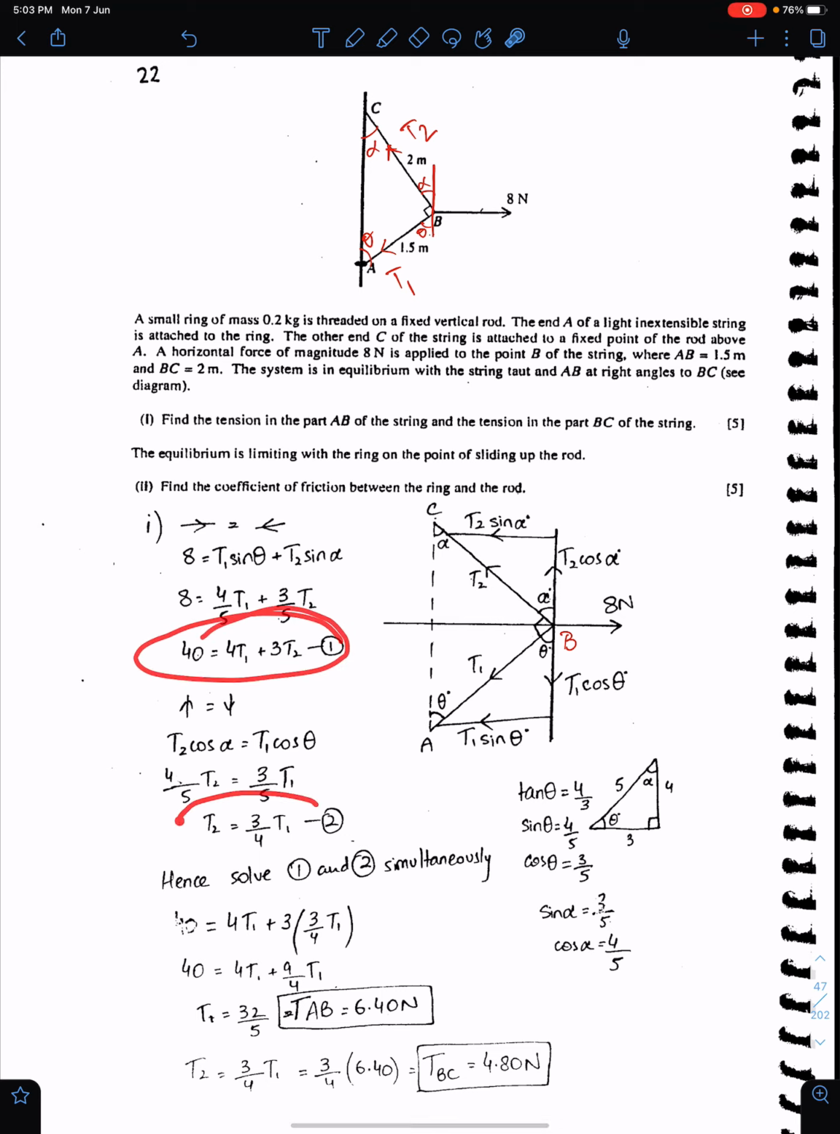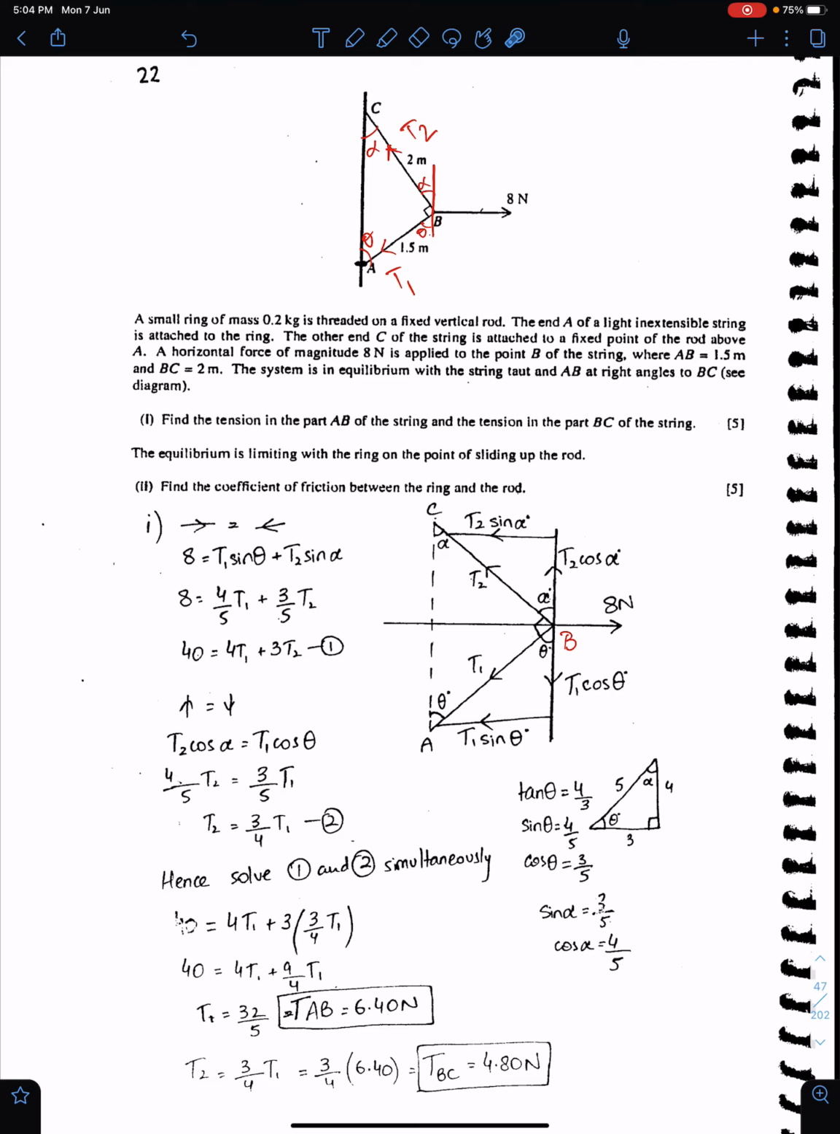This equation and this equation. This is tension in AB and this is tension in BC. This is T1 and this is T2. The equilibrium is limiting with the ring on the point of sliding up the rod. Find the coefficient of friction. Now you need to resolve forces at A.